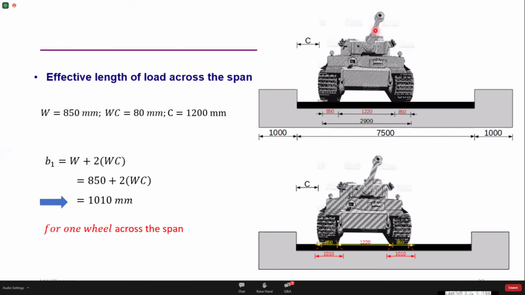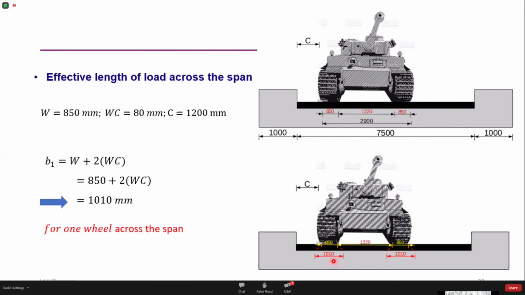When the load is placed here, the loads are going to get dispersed through the thickness of the slab. My objective here is to find out how much of the width of the slab is affected by this load. First I'll calculate B1. This B1 is the dispersion of load through the varying chord. So the width of the load is 850 mm plus 2 times the thickness of the varying chord, and I end up with a value of 1.01 meters.